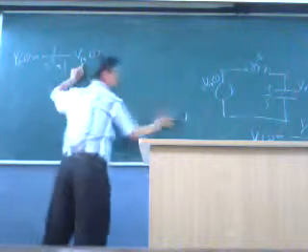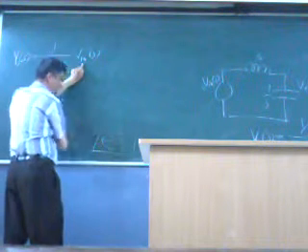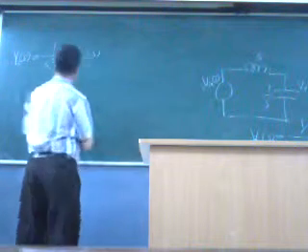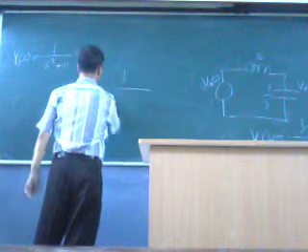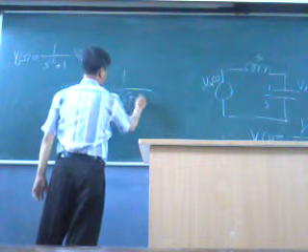What is V in S? 1 upon S as it is. V in S is 1 upon S as it is. So VOS is equal to 1 upon S into S square plus 1.